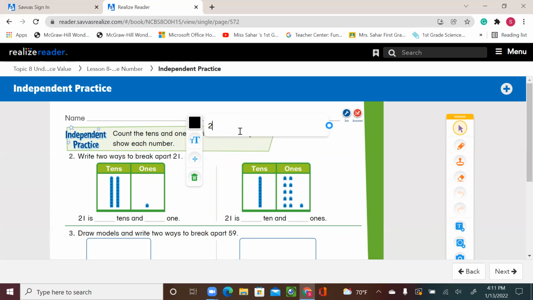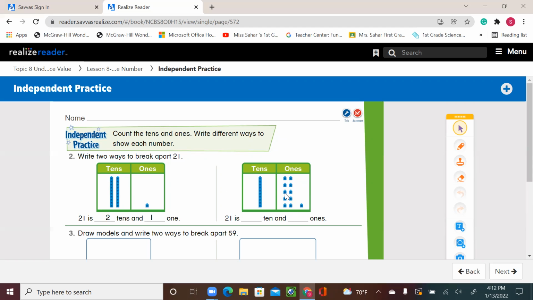2 tens and 1 one. We're going to put it here. So this is the model, or the drawing, that I have. I see 2 tens and I see only 1 one. Another way, I see 1 ten because I break apart one of the tens into ones. So now I have 1 ten, and let's count the ones.